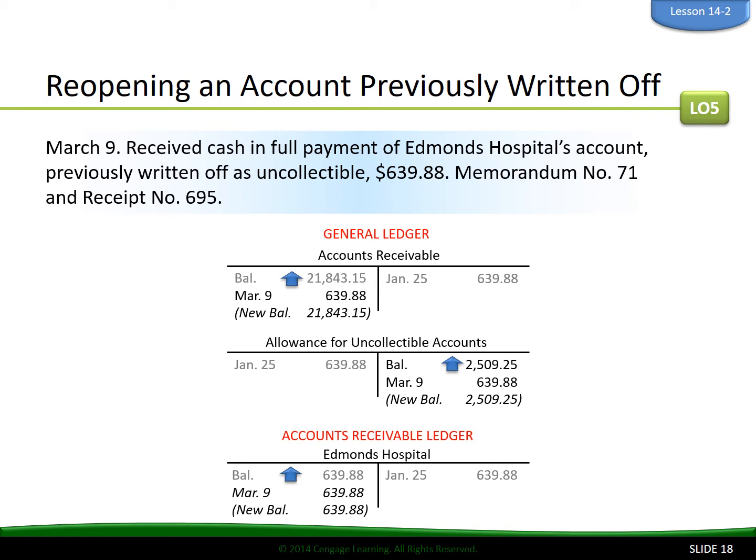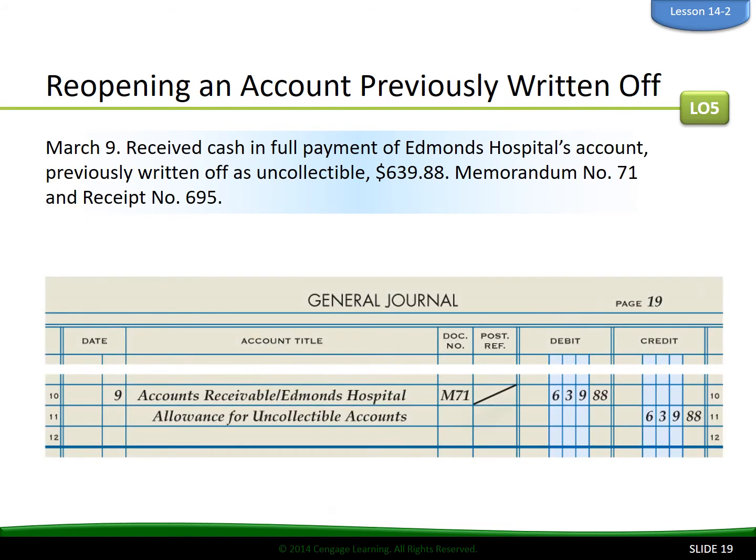Okay, $639.88 is written on the other side of the T account for accounts receivable. Allowance for uncollectible accounts. The new balance is $2,509.25. And then accounts receivable ledger for Edmonds Hospital, the new balance is $639.88. That's if you're reopening it.